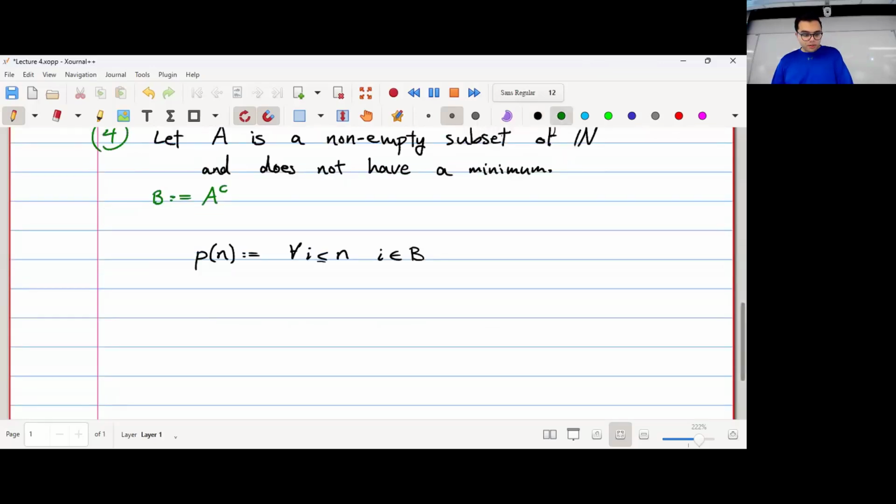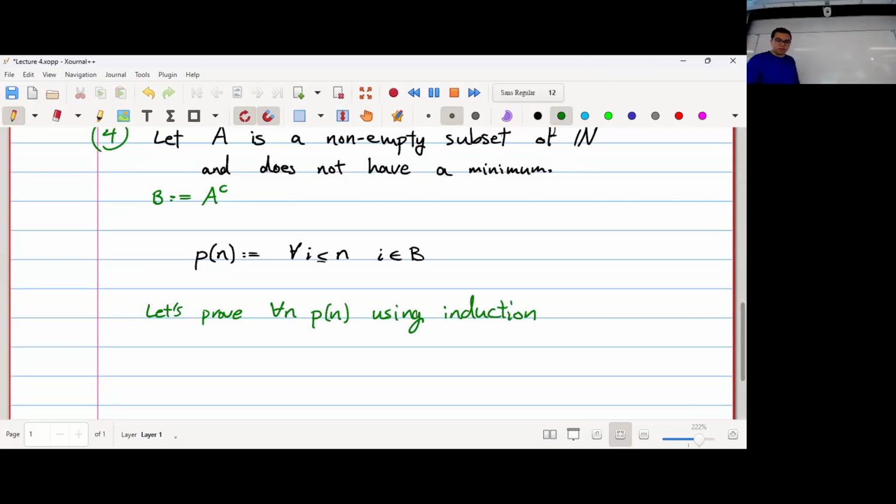I want to prove this P of N using induction. So let's prove that for every natural number N, P of N holds, and let's prove this using induction on N. I have to first check my base case. So does P of 0 hold? What is P of 0? P of 0 just says that for every I less than or equal to 0, I is in B, right? But the only I that is less than or equal to 0 is 0 itself. So P of 0 is simply just saying that 0 is in B.